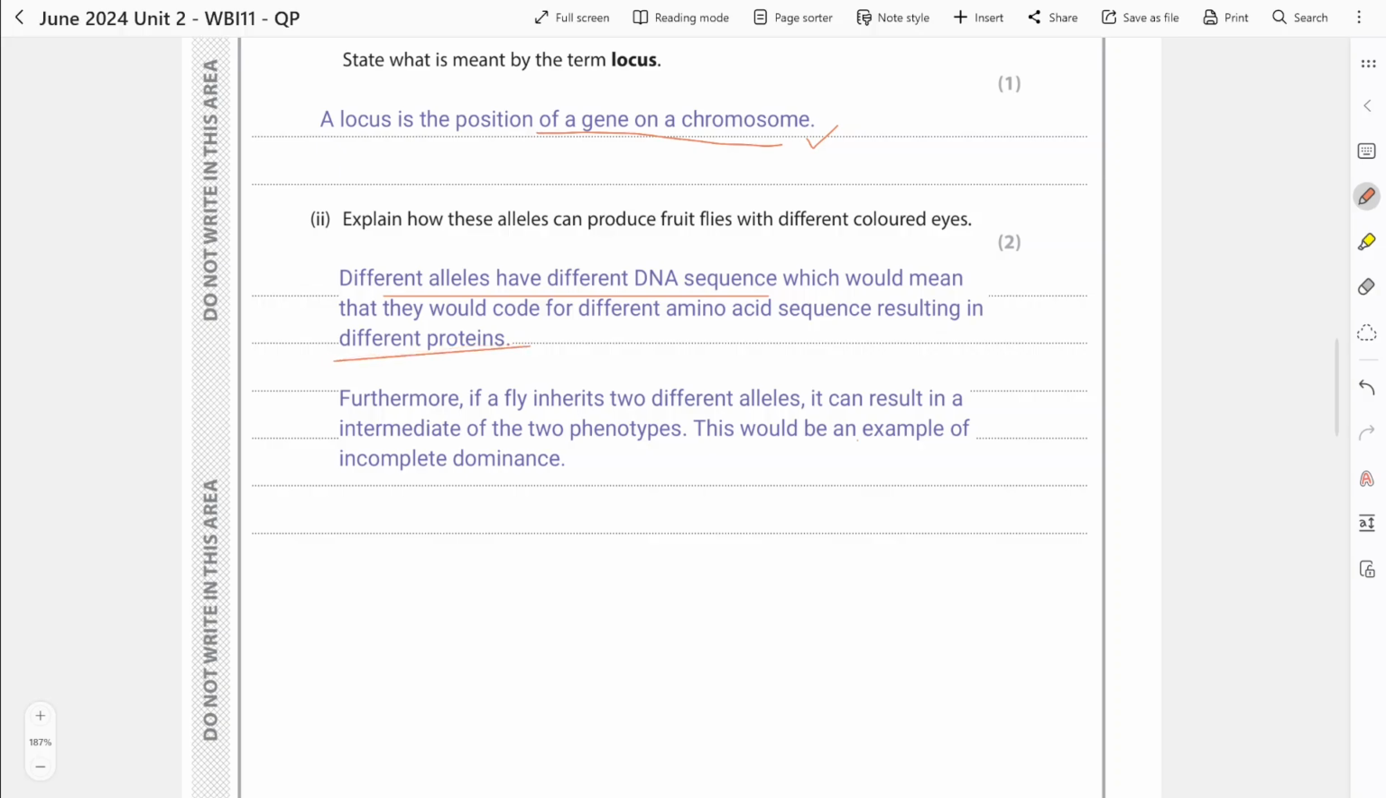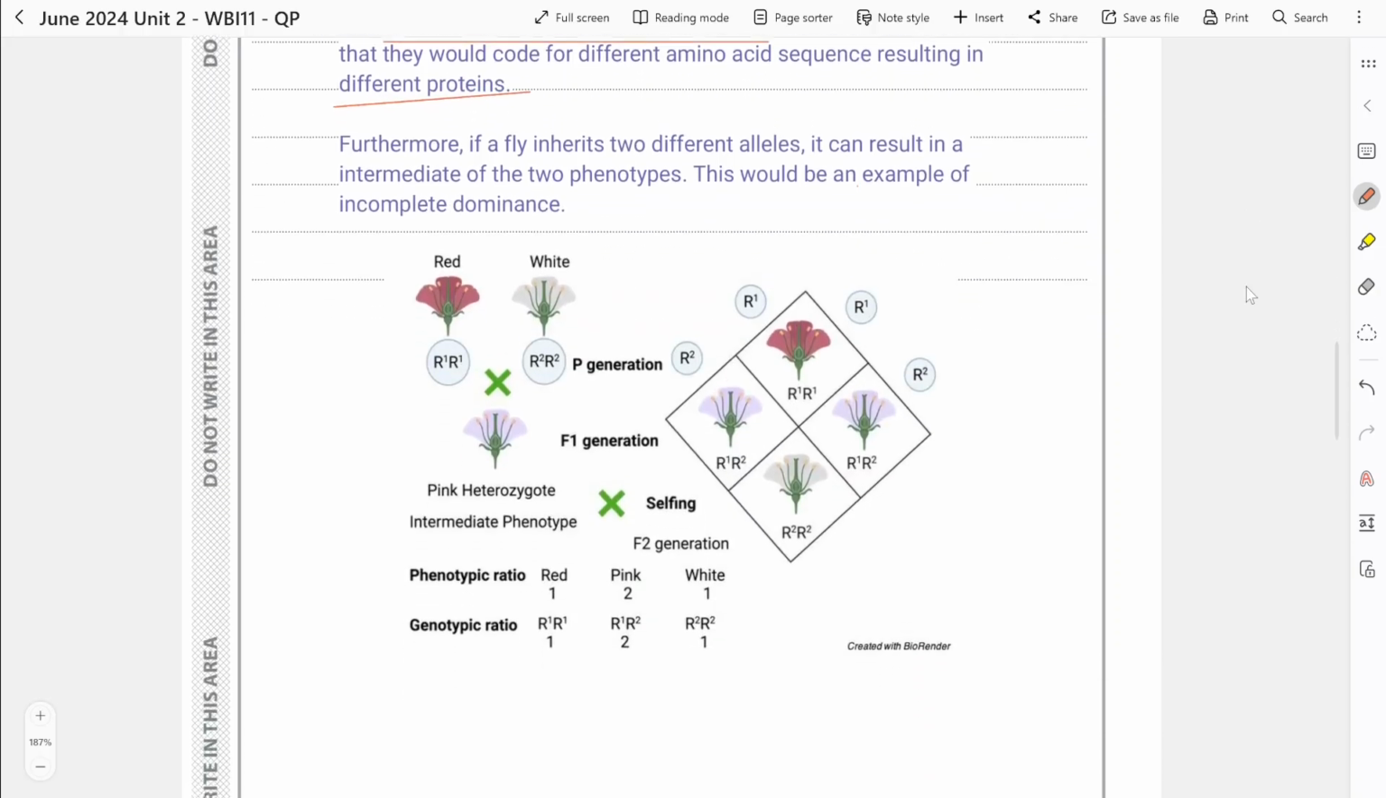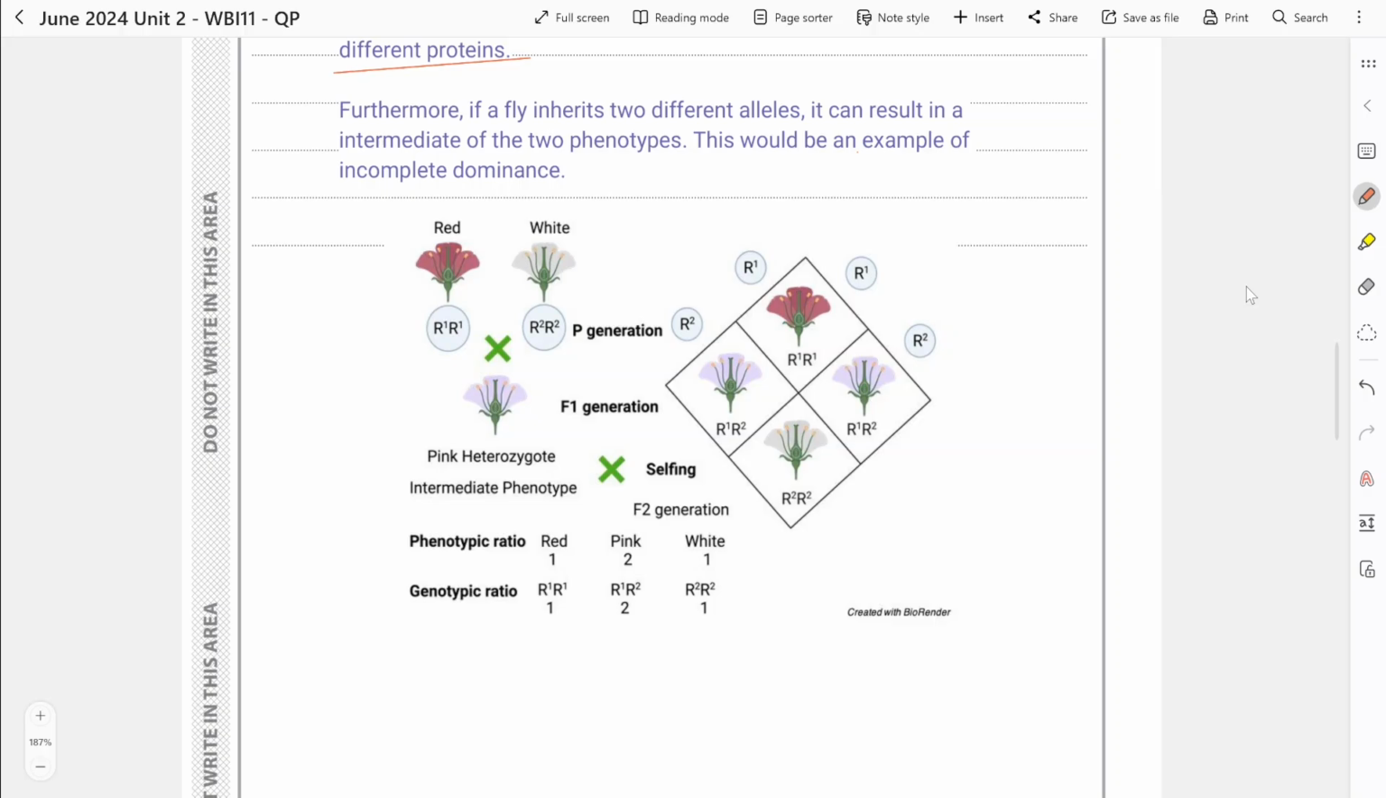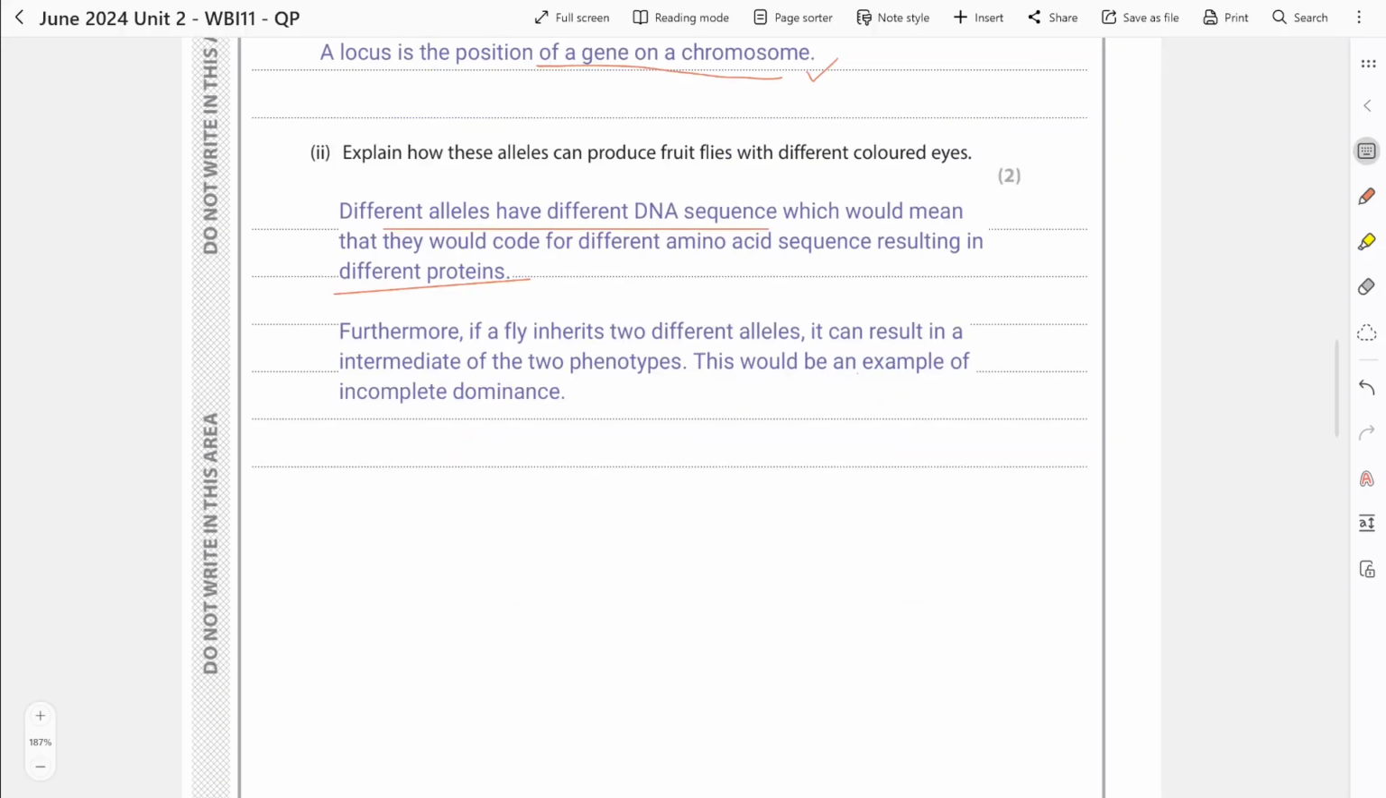Another thing you can also say is talk about incomplete dominance. So here's an example with flowers. You can just ignore the alleles, the R1 and the R2, but basically you've got red flowers and white flowers, and then if the 2 alleles come together, you'd form an intermediate. So between red and white, you've got pink. And that would be the 3rd mark that you can add.